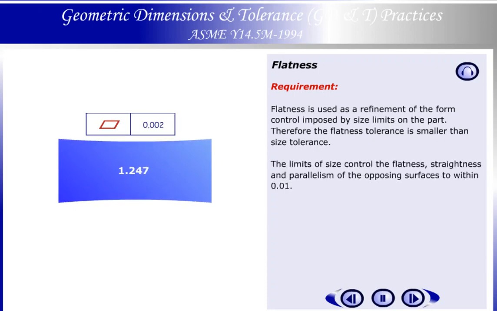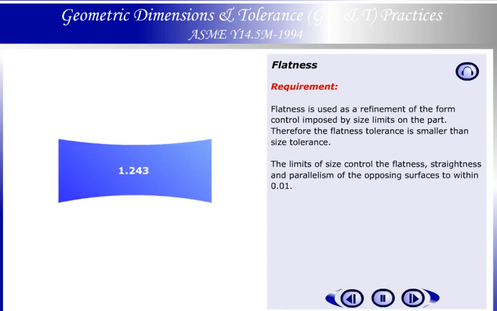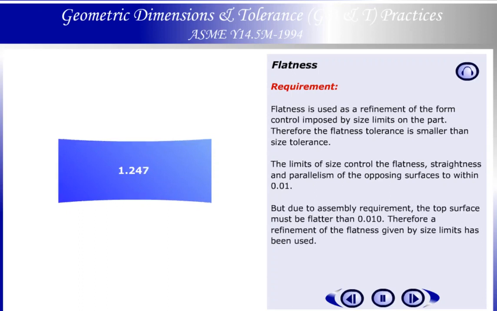The limits of size control the flatness, straightness and parallelism of the opposing surfaces to within 0.01. But due to assembly requirement, the top surface must be flatter than 0.010. Therefore, a refinement of the flatness given by size limits has been used.